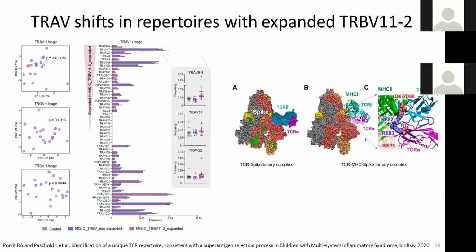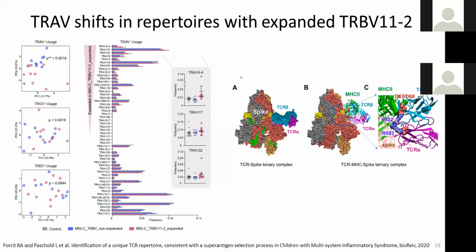And finally, we went back to check the V usage of TRA and TRG and TRD as well. And we did find a shift in TRA gene usage, but not in G and D. So the most expanded TRAV gene was 8-4. Again, there was one patient with especially high usage, but it was also shifted in the overall cohort.